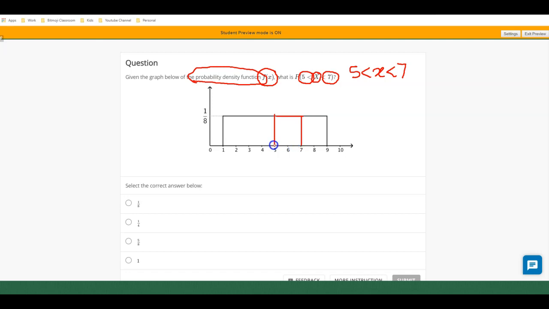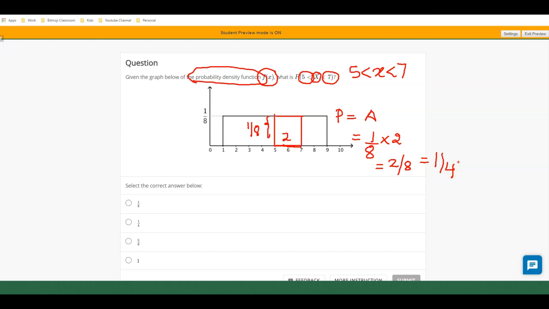So when I look at it, you see a rectangle, don't you? This length is 1/8, and this is 1, 2. This is 2. So remember, probability is nothing but your area under your curve. In this case, I have a rectangle. So probability is area of the rectangle, which is 1/8 times 2, which is 2/8, which is 1/4.